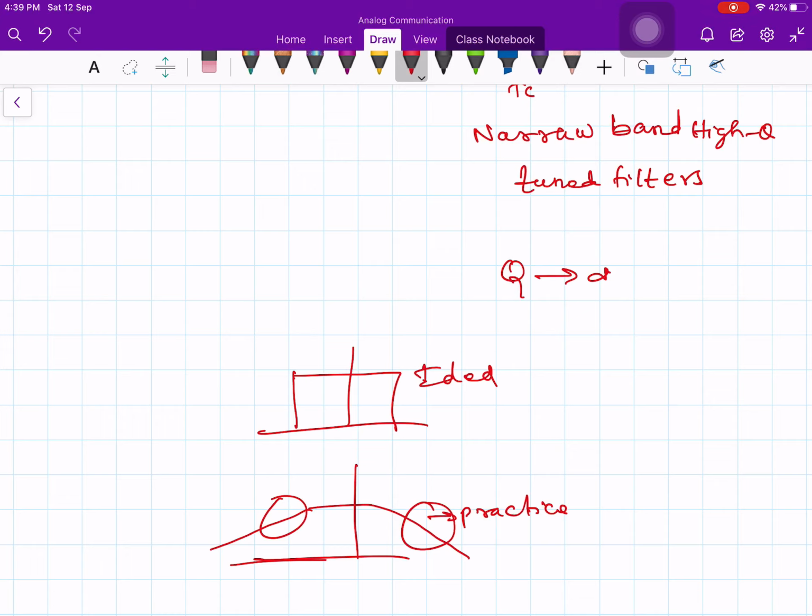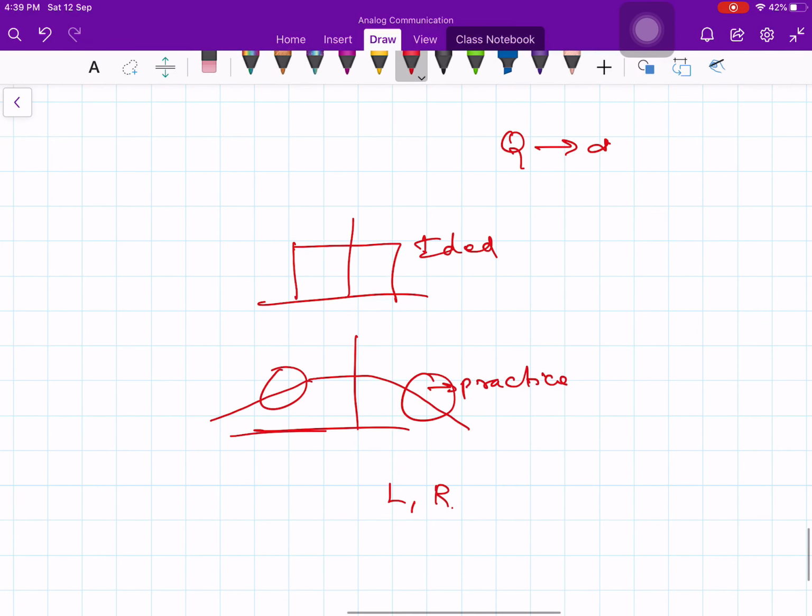Okay, so to realize a very sharp cutoff, we need high Q filters. Designing high Q tuned filters using conventional passive components like inductors, resistors and capacitors is extremely difficult. Why? Because they would typically be very large order filters. Remember, no matter what you do, how ideally you construct your inductors or capacitors, there will be some loss in the inductors and some loss in the capacitors.